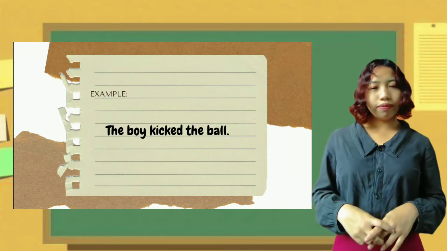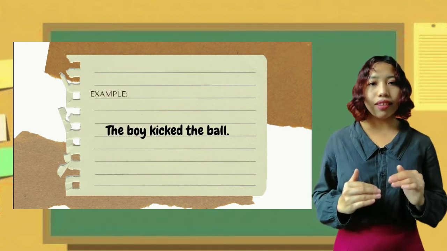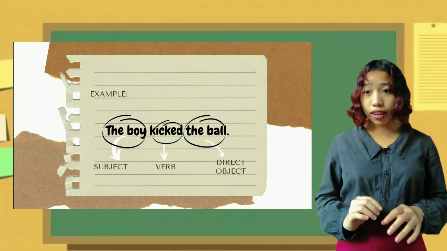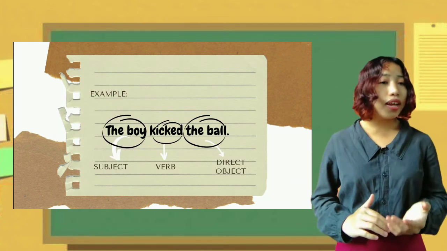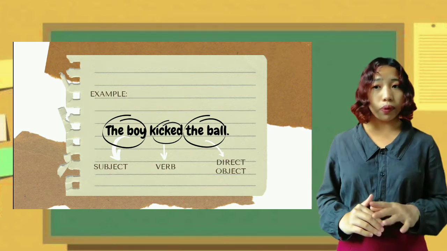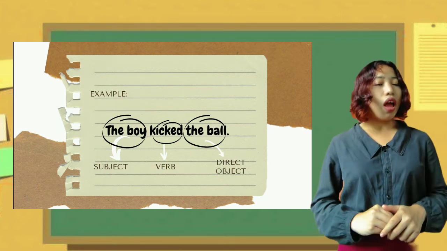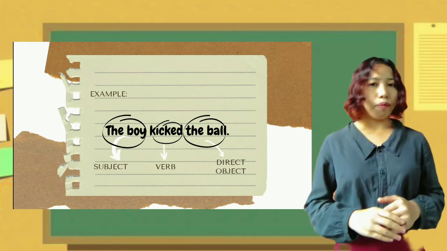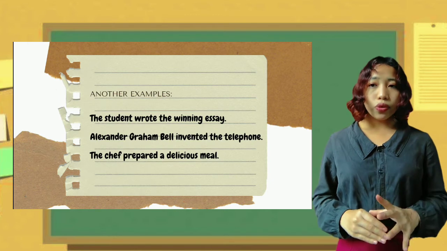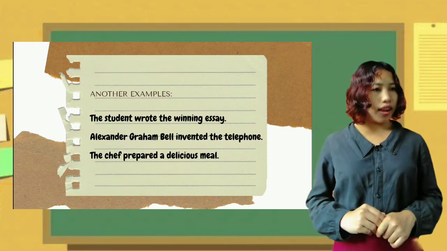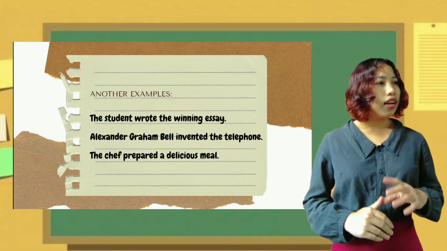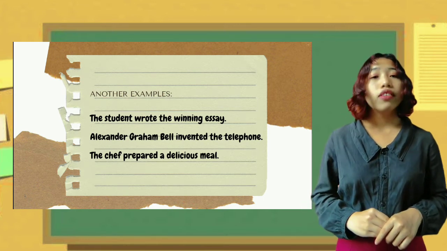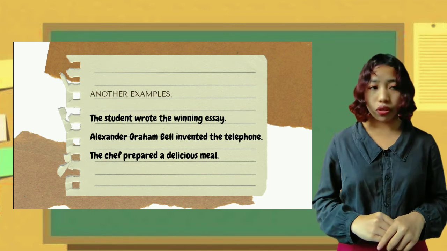For example, the boy kicked the ball. In this sentence, the boy is the subject, kicked is the verb, and the ball is the direct object, or the object of the verb. Am I clear? Alright, let's have other examples. The student wrote the winning essay. Alexander Graham Bell invented the telephone. The chef prepared a delicious meal.